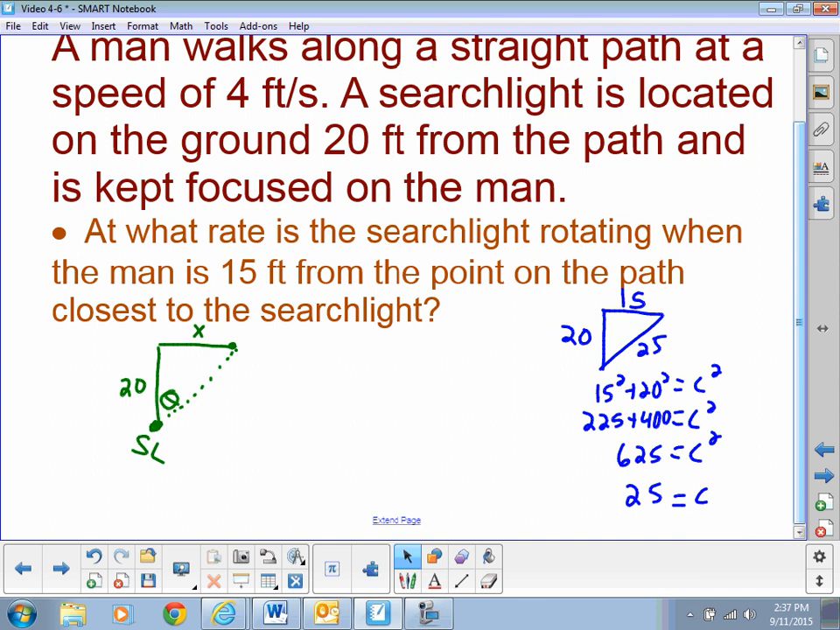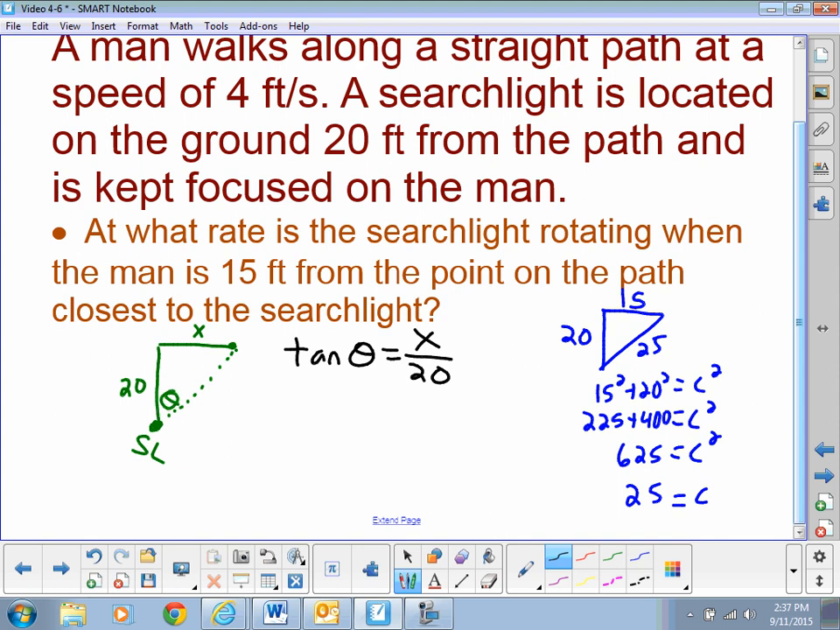So we need to set up an equation that deals with our angle. We're going to go ahead and use tangent because we want to also have the x in there. So we're going to set up that tan theta is equal to your opposite, x, over your adjacent of 20.